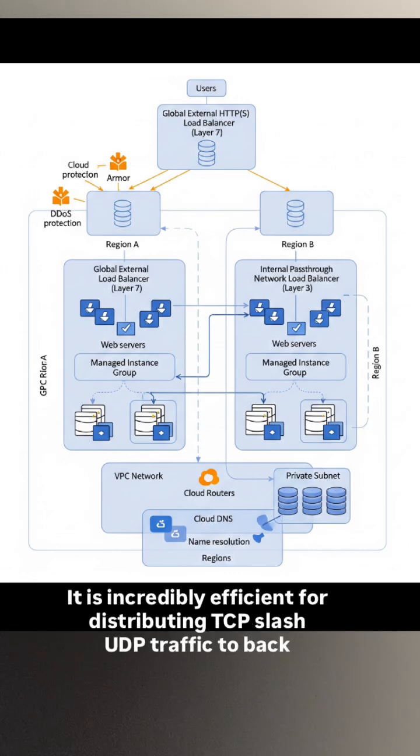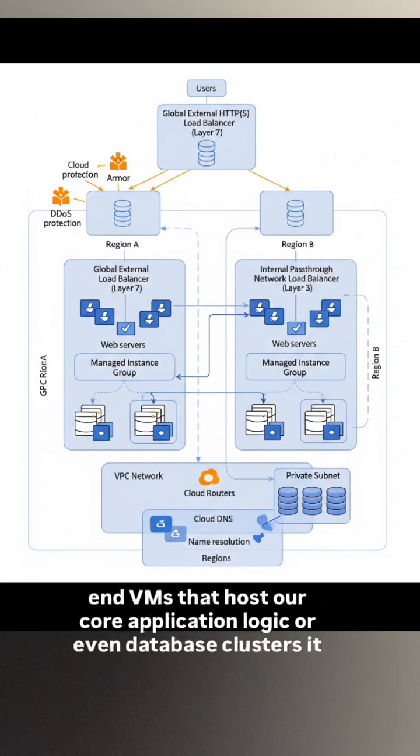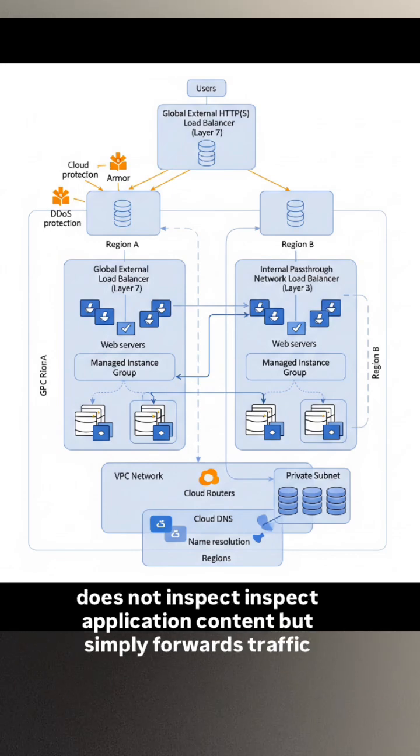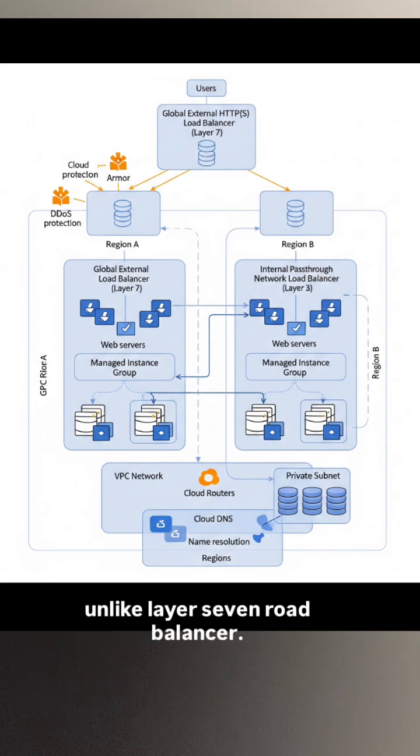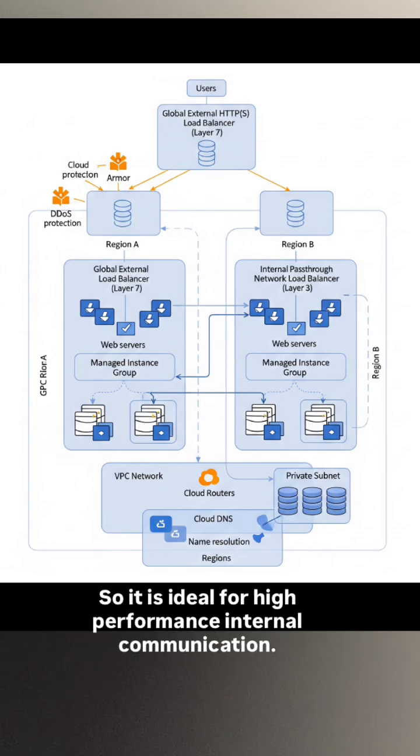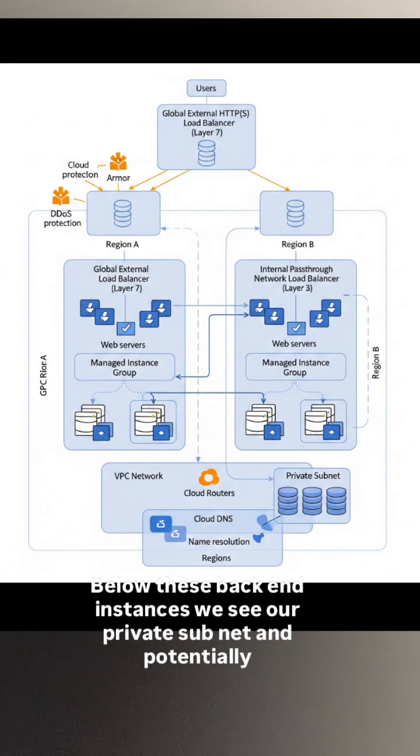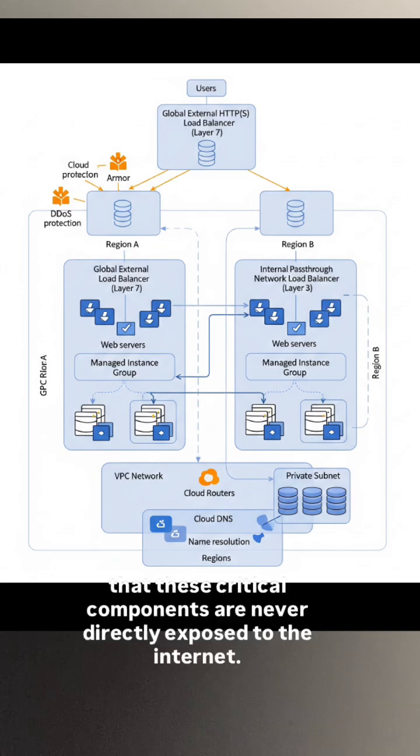It is incredibly efficient for distributing TCP/UDP traffic to backend VMs that host our core application logic or even database clusters. It does not inspect application content, but simply forwards traffic, unlike the layer 7 load balancer. So it is ideal for high performance internal communication. Below these backend instances, we see our private subnet and potentially our databases, ensuring that these critical components are never directly exposed to the internet.